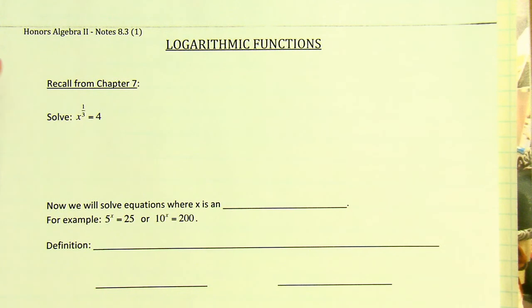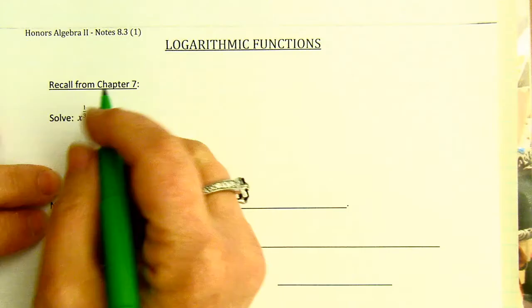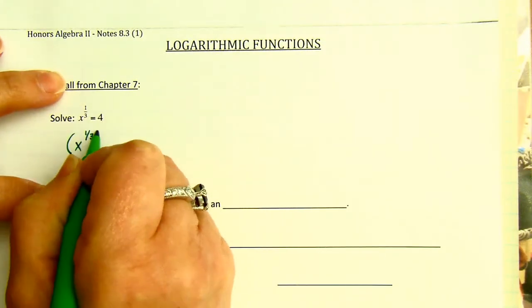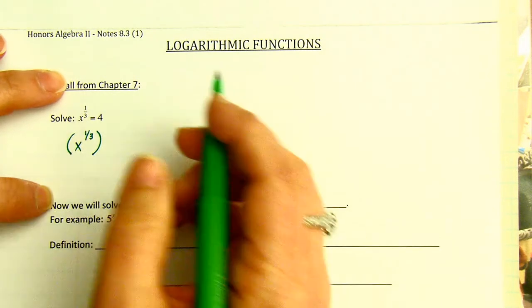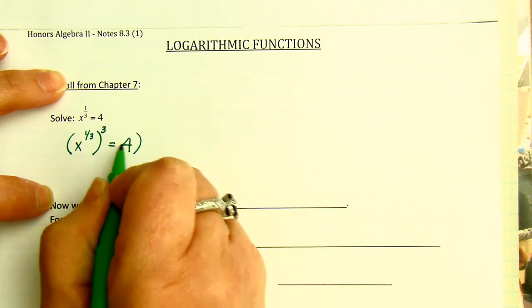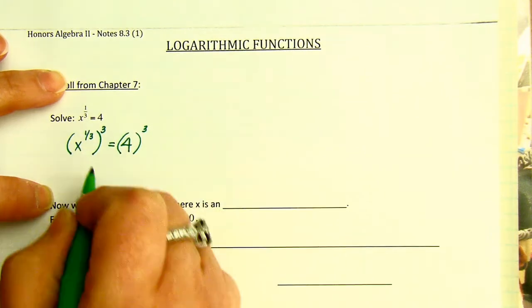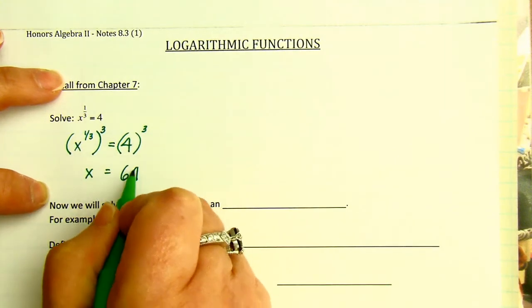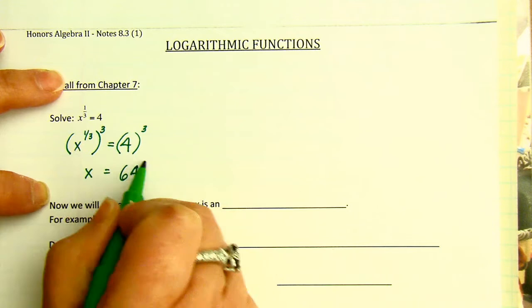Now, let's look at this first thing that we have up here on the upper left-hand corner of the notes. Recall from Chapter 7, if I wanted to solve an equation like x raised to the power 1/3 equals 4, I would take this x to the 1/3 and raise it to the reciprocal power. The reciprocal of 1/3 is 3 over 1, or 3. And I would have to do that on both sides. So here I see that x is equal to 4 cubed, and 4 cubed is 64, right? 4 times 4 is 16, times 4 is 64.